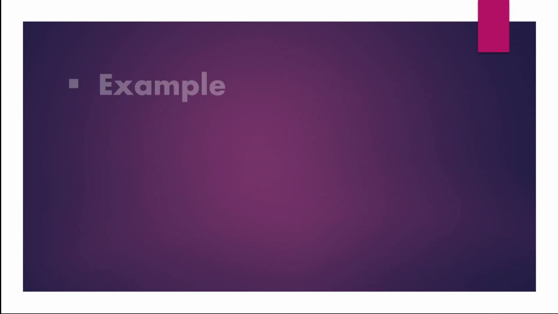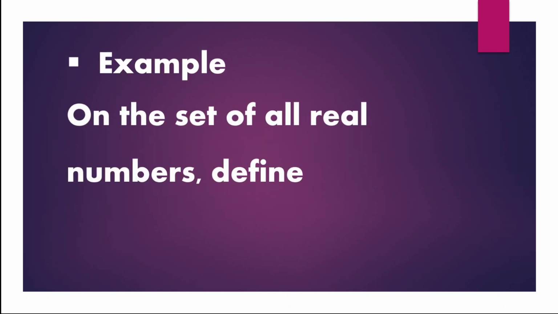Let me take an example now. On the set of all real numbers, define aRb if and only if a is less than or equal to b. The natural ordering of numbers we have considered here. Now, if you take any two real numbers a and b, and if I assume that a is less than or equal to b as well as b is less than or equal to a simultaneously, the only choice we are left with is that a and b must be the same.